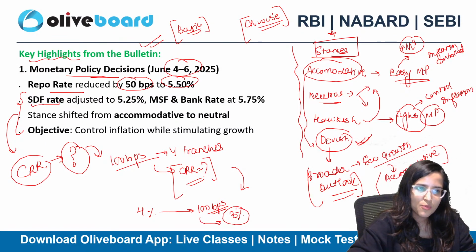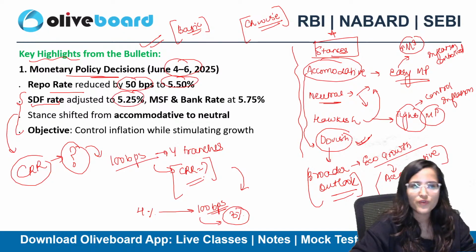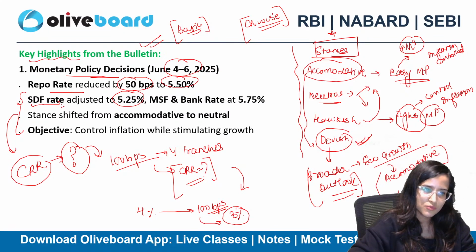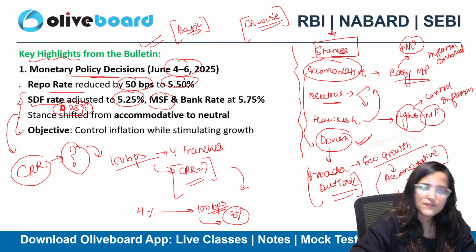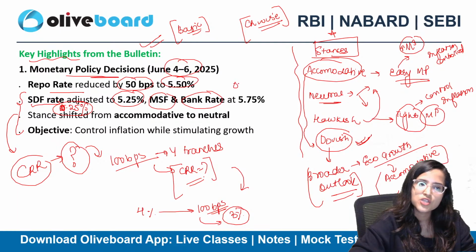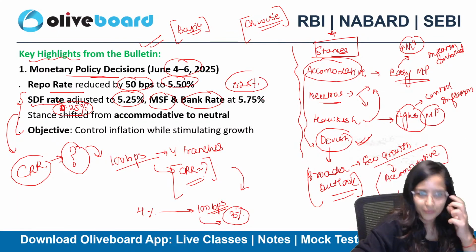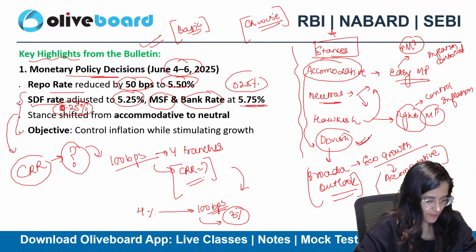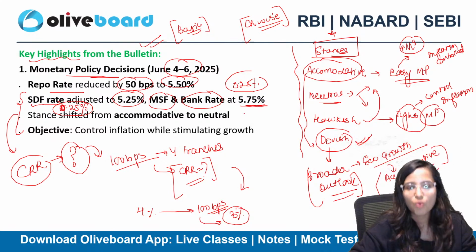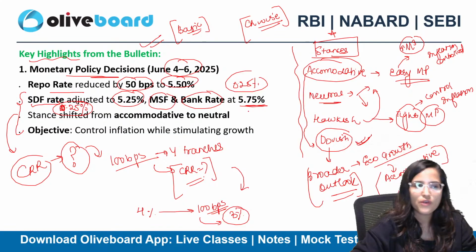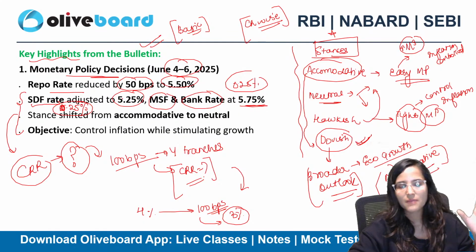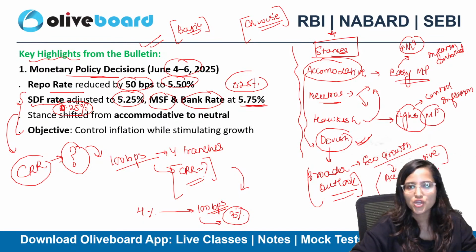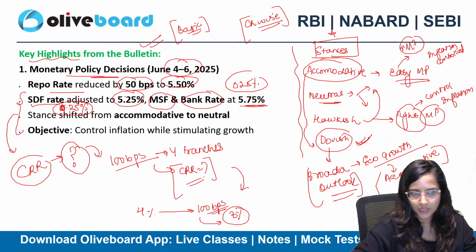SDF, which is your standing deposit facility rate, is adjusted to 5.25%. This is always 0.25% less than your repo rate. And your marginal standing facility rate and your bank rate are usually 0.25 percentage points higher than the repo rate, which is at 5.75%. So this is how you can remember. You don't need to remember the current rate of MSF, bank rate, or SDF rate. What you have to remember is that SDF is always 0.25% less than the repo rate, and marginal standing facility and bank rate are always 0.25% above the repo rate.